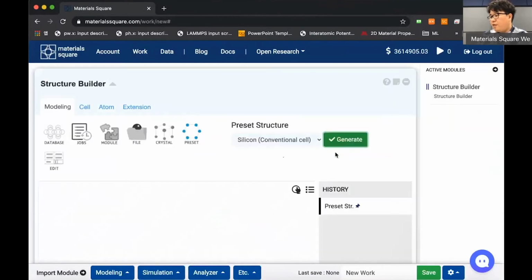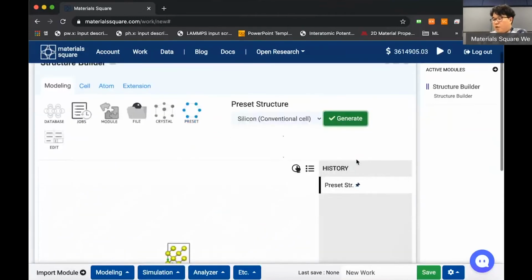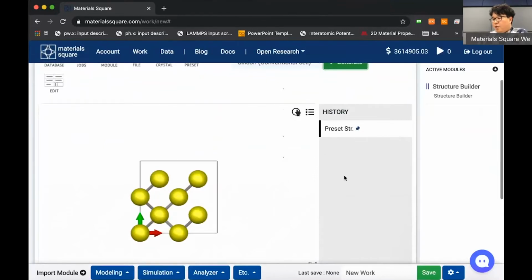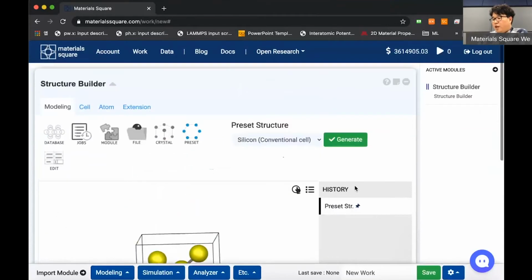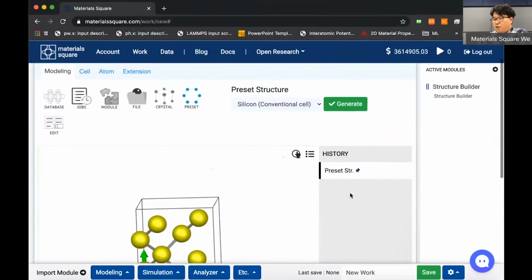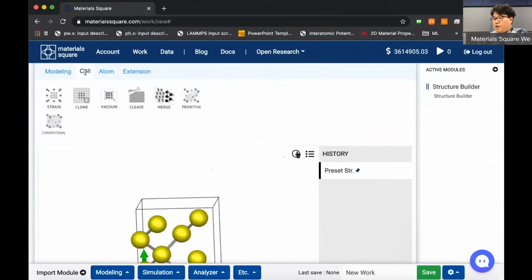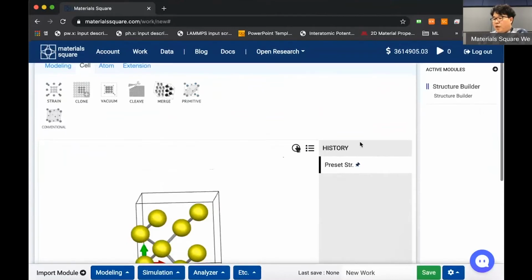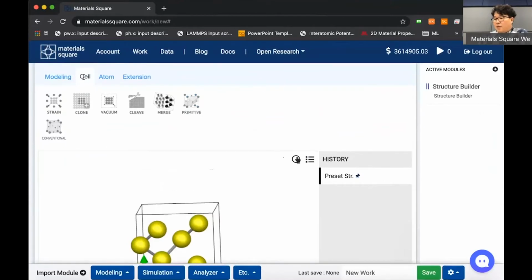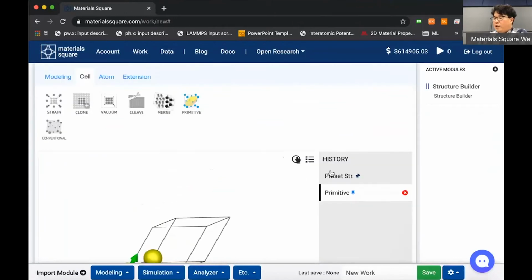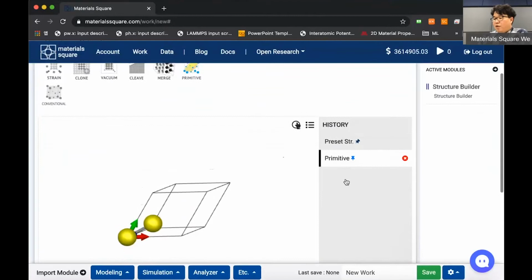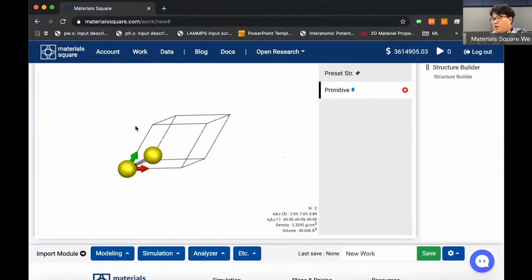Okay, a second to make the conventional silicon. As you may know, silicon consists of 8 atoms in the cubic cell, but in DFT calculation, we do not use the conventional cell. So we are going to change conventional cell to primitive, okay? Press cell, and then press primitive. This function will find the primitive cell of the system. In this case, silicon has 2 atoms in this cell. This is the primitive cell of silicon.